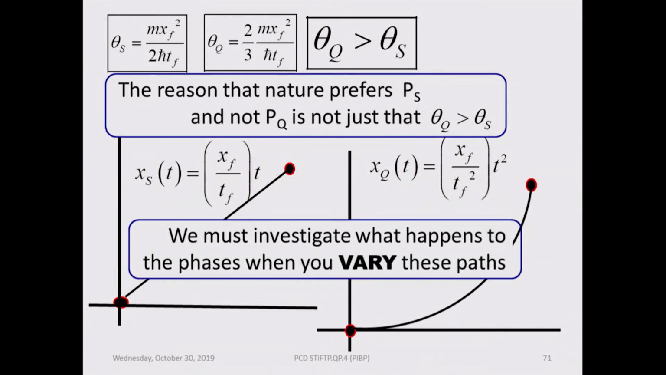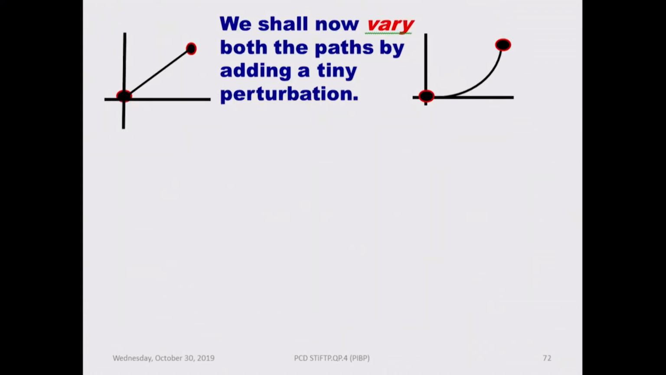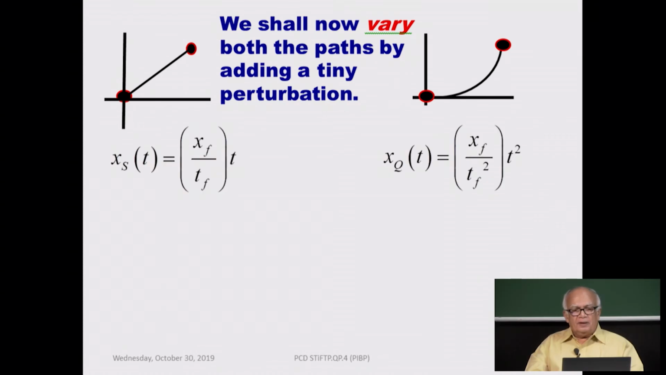And let us actually do that. Let us actually vary these paths, carry out a perturbation of these paths, change these paths slightly and see what they contribute to the probability amplitude. So, we will now change these paths by adding a tiny perturbation.